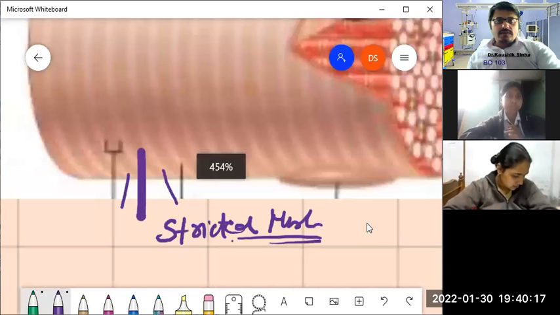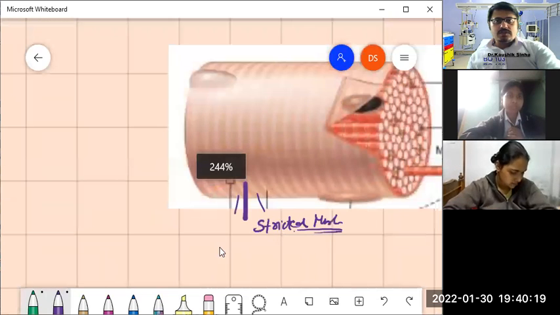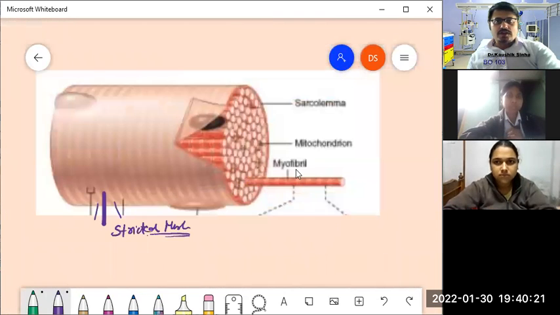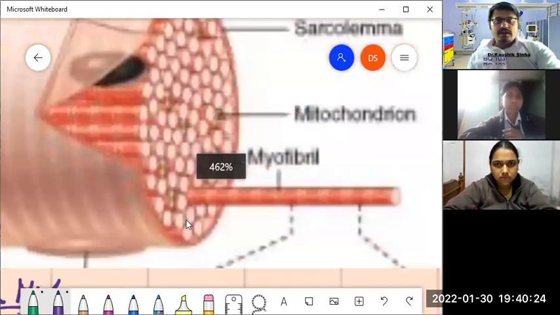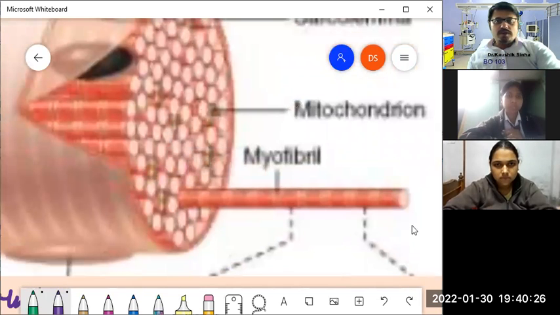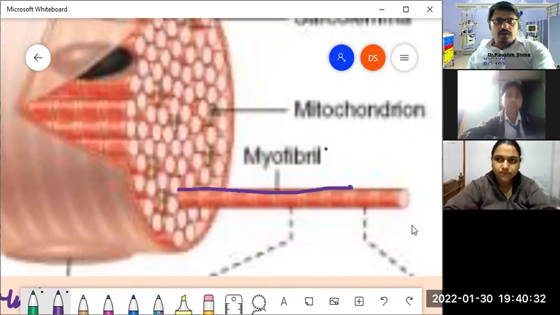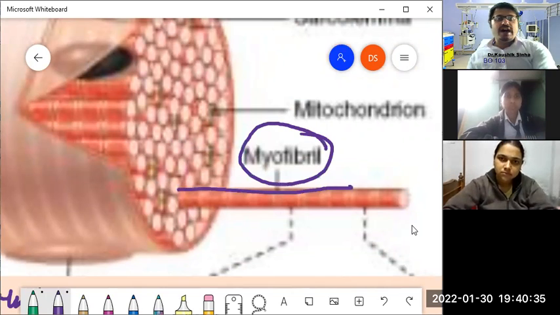Then what is found inside the sarcomeres? If you follow this section carefully, we will find that individual sarcomeres are basically again a collection of something called myofibril.